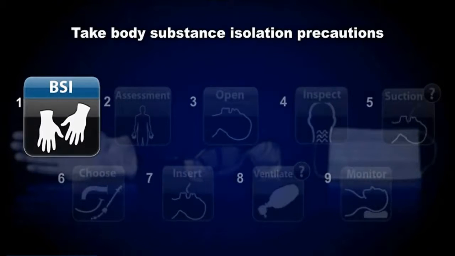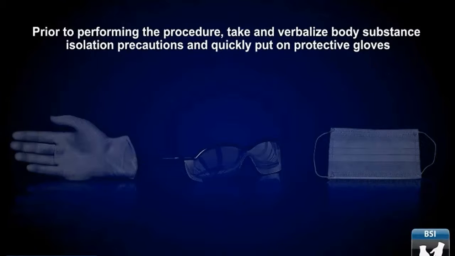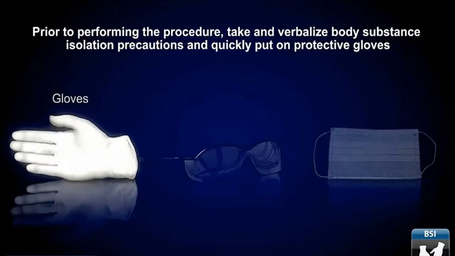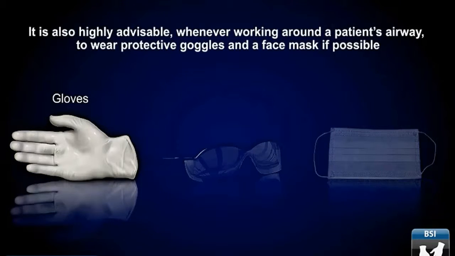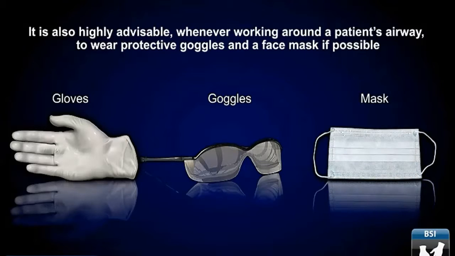Take body substance isolation precautions. Prior to performing the procedure, take and verbalize body substance isolation precautions and quickly put on protective gloves. It is also highly advisable whenever working around a patient's airway to wear protective goggles and a face mask if possible.